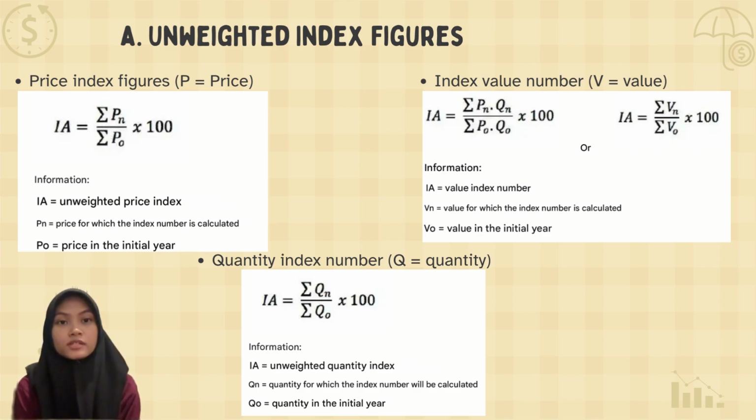The first is regarding formulas for unweighted index numbers. As seen in the following image, here there are three types of formulas. The first one, price index number or price. The second, index value number or value. The third, quantity index number or quantity.